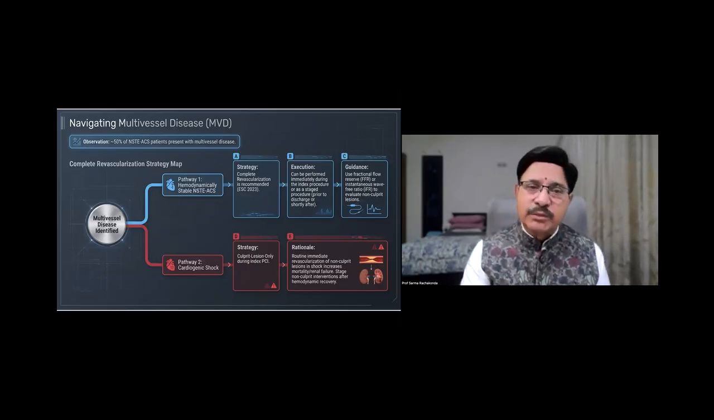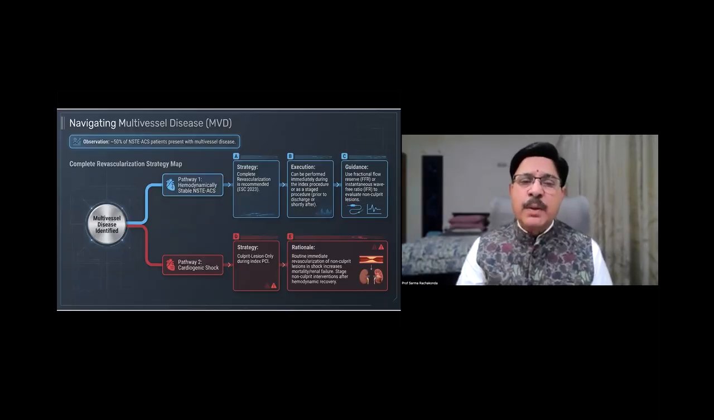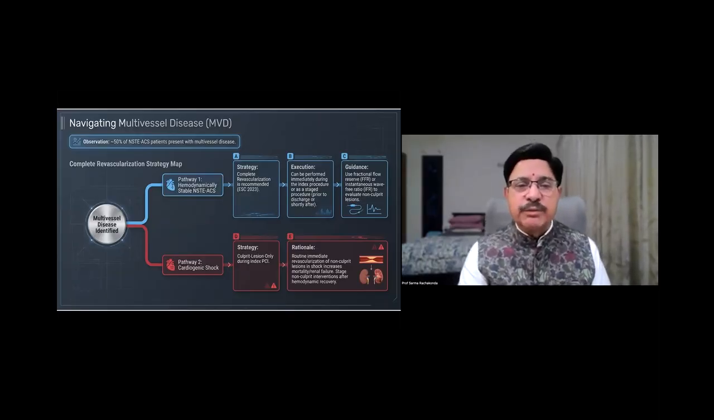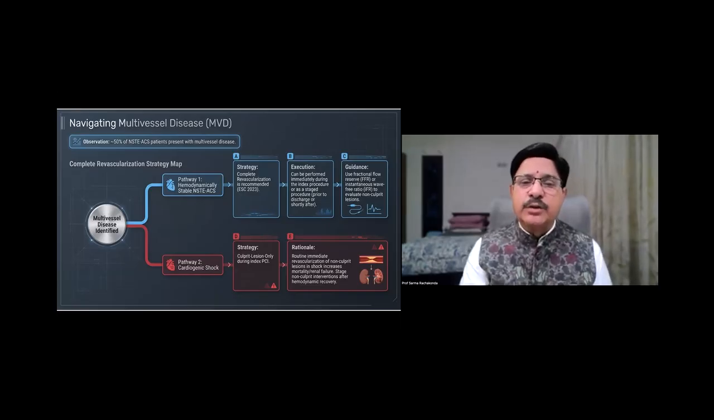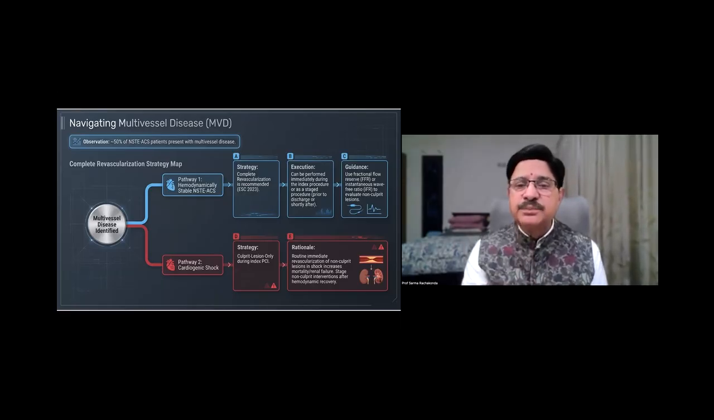There are two pathways. Pathway 1, pathway 2. We'll exhaust pathway 2 first. Patient presented with multivessel disease and cardiogenic shock. Culprit lesion only during the index PCI.